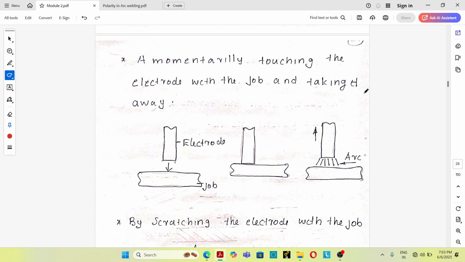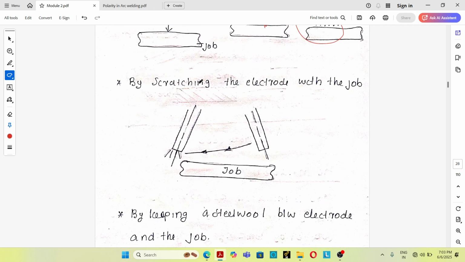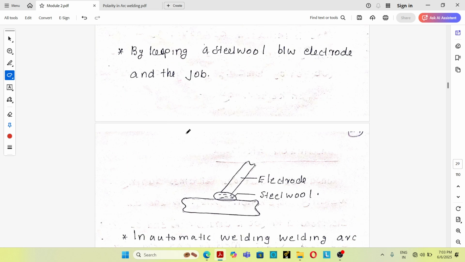First one, momentarily touching the electrode with the job and taking it away. So this is the electrode and this is the workpiece. By momentarily touching the electrode with the job and taking it away, the arc will be created. Second one, by scratching the electrode on the job, the welding arc will be initiated. By keeping a steel wool between the electrode and the job, that means providing a conductive path. A steel wool will be placed between the electrode and the workpiece and the arc will be initiated.